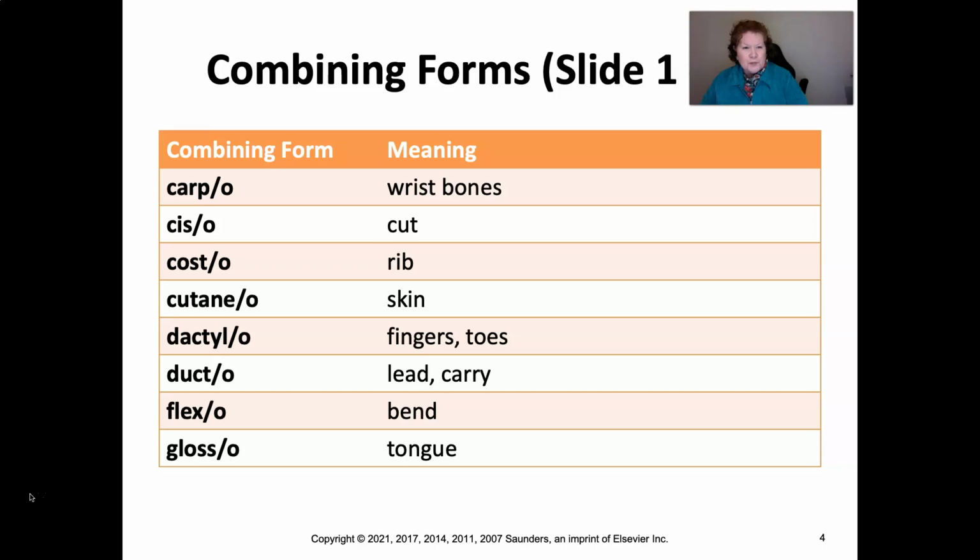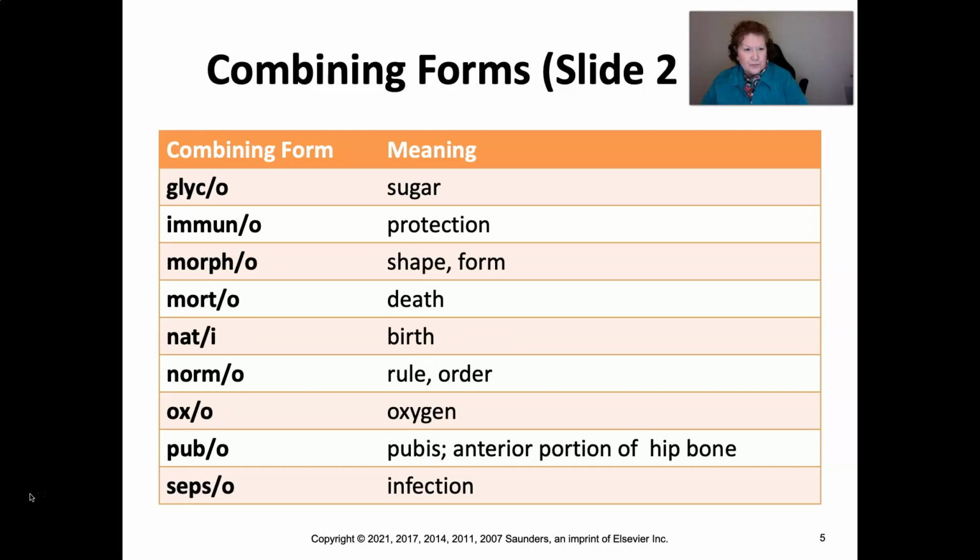Here are some combining forms and their meanings. You'll notice that in the combining forms, most of the combining vowels, again, are the letter O. But look at NAT, in the middle of the page. That one uses an I. So make a special note of that when you're working on your flashcards: NAT as a root uses an I as a combining vowel, not an O. And we'll keep going.